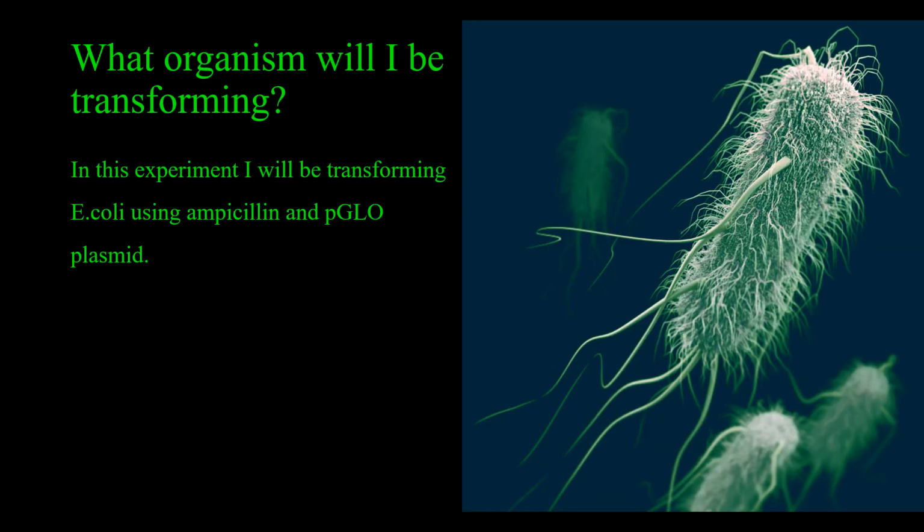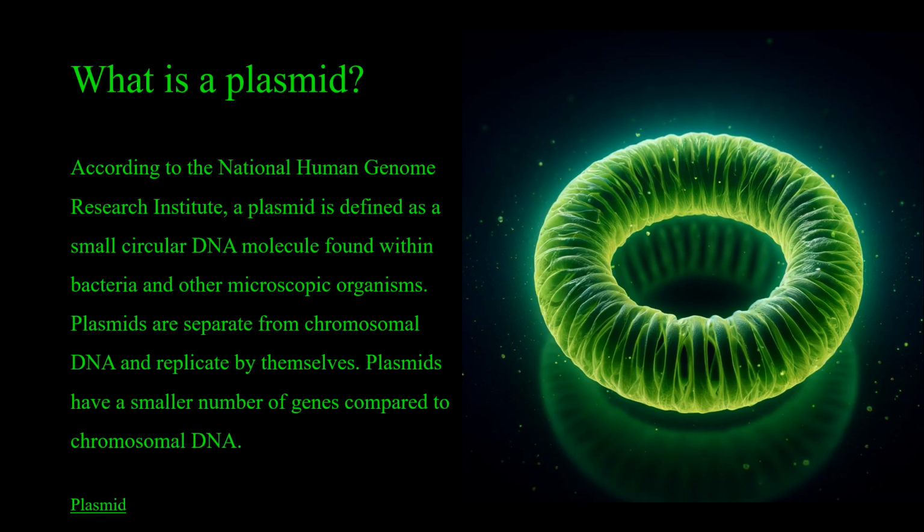What will I be transforming? In this experiment, I will be transforming E. coli using ampicillin and pGLO plasmid. What is a plasmid? According to the National Human Genome Research Institute, a plasmid is defined as a small circular DNA molecule found within bacteria and other microscopic organisms. Plasmids are separate from chromosomal DNA and replicate by themselves. Plasmids have a smaller number of genes compared to chromosomal DNA.